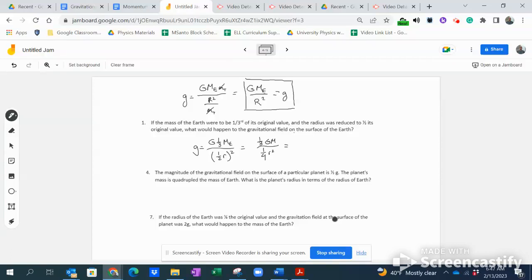You have a fraction, flip the bottom of the fraction and multiply by the top. You then have 4/3 GM over r squared, or 4/3 of the original gravitational field.